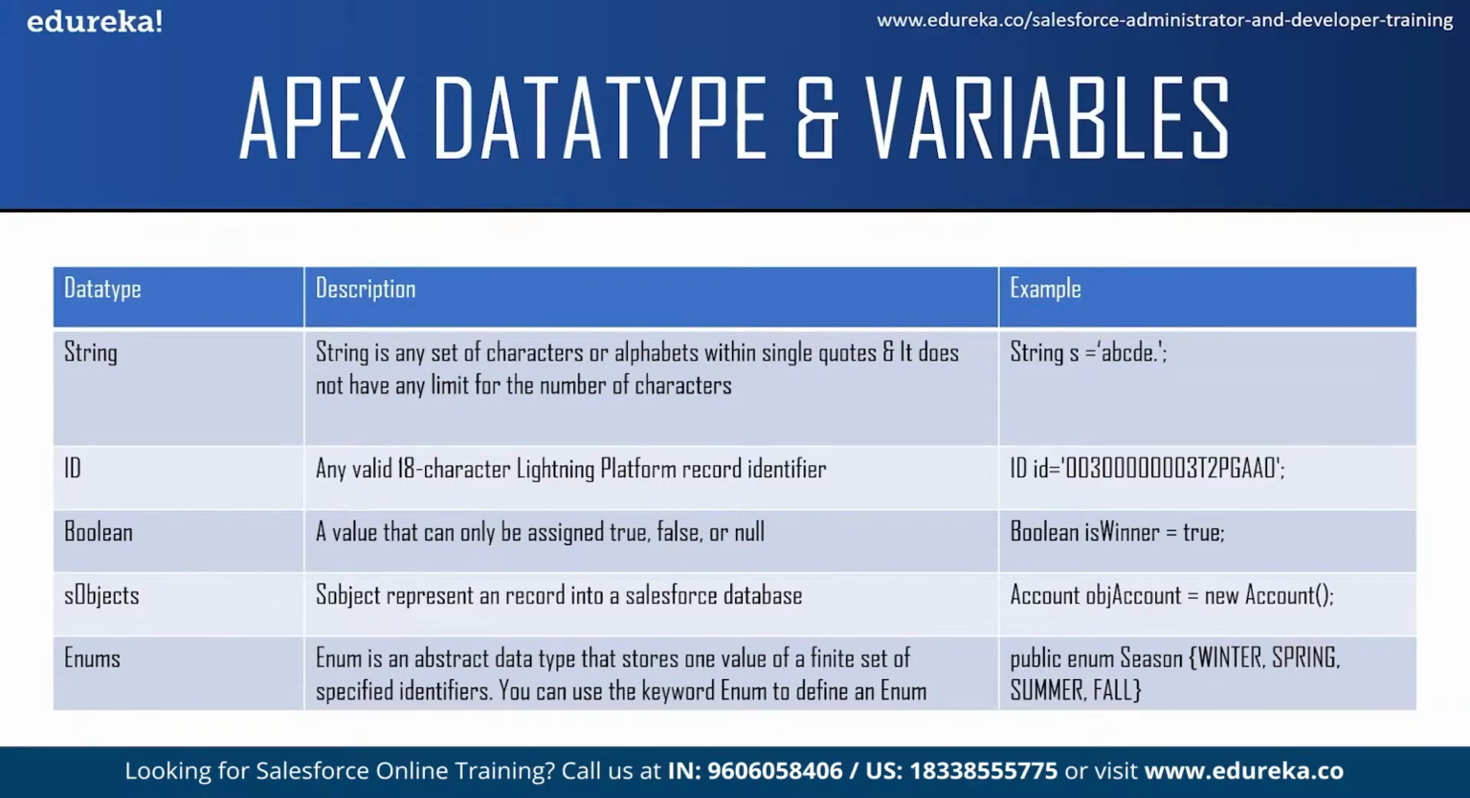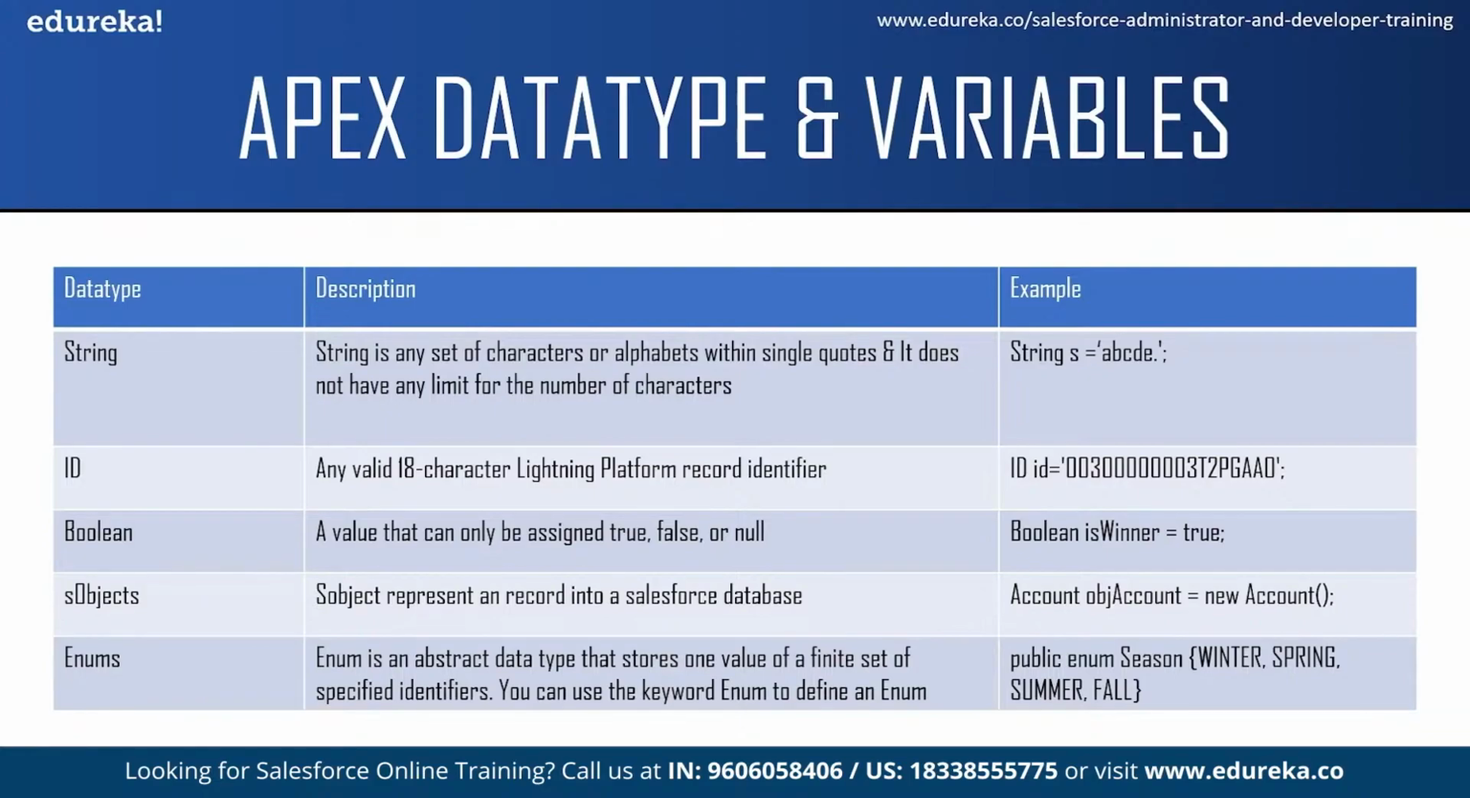So, ID in Apex is any valid 18-character Lightning Platform record identifier. If you set an ID to a 15-character value, Apex automatically converts the value to its 18-character representation. Here you can see the example of an ID, which is 003 followed by a number of zeros, 3T2PGAAD. It is basically an 18-character Lightning Platform record identifier.